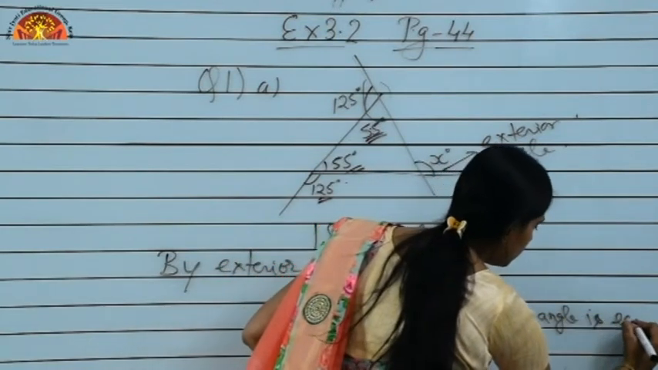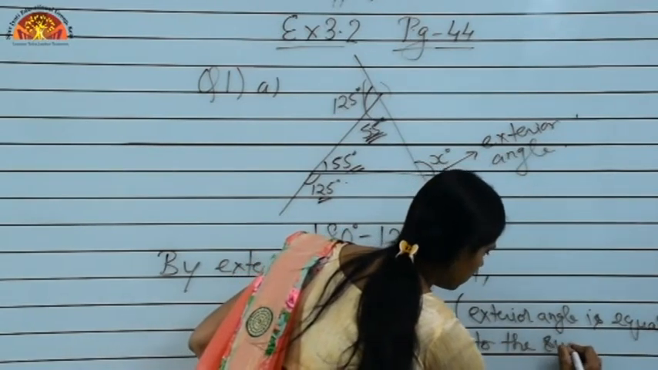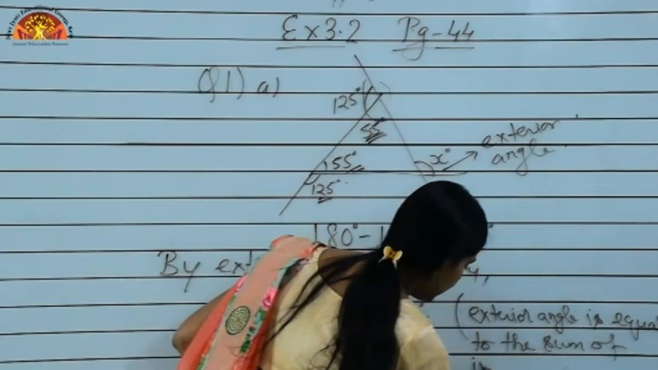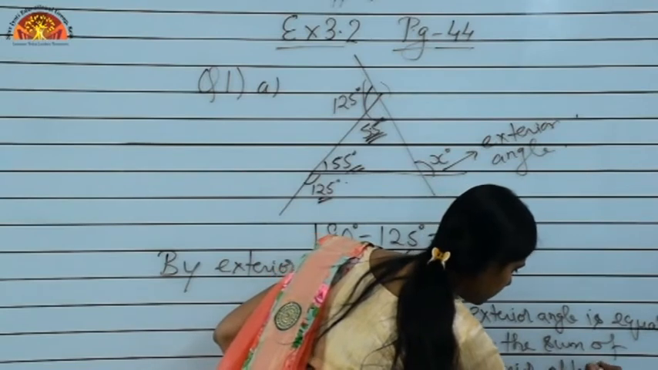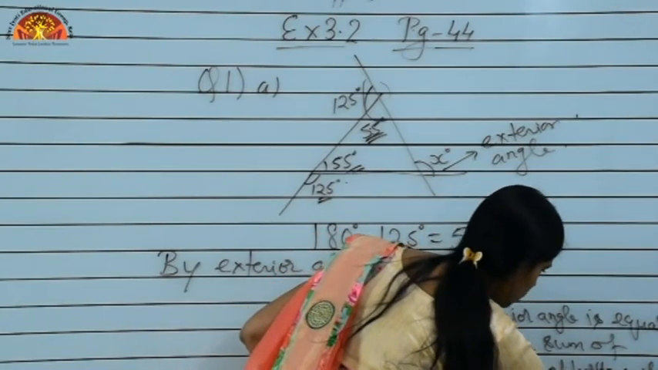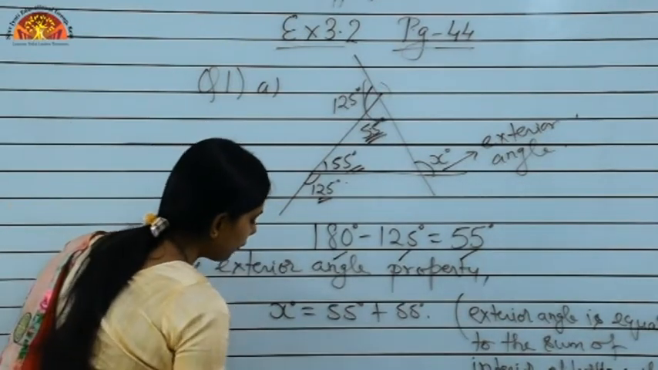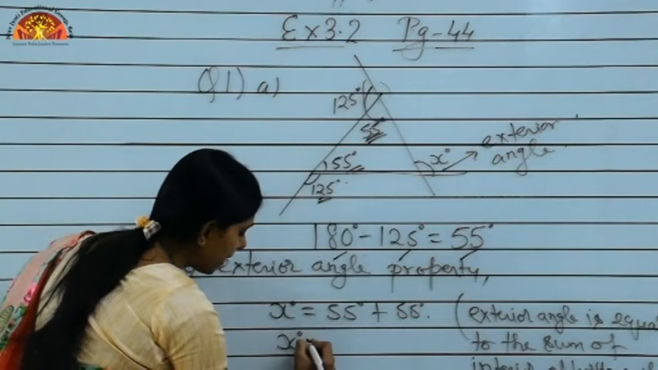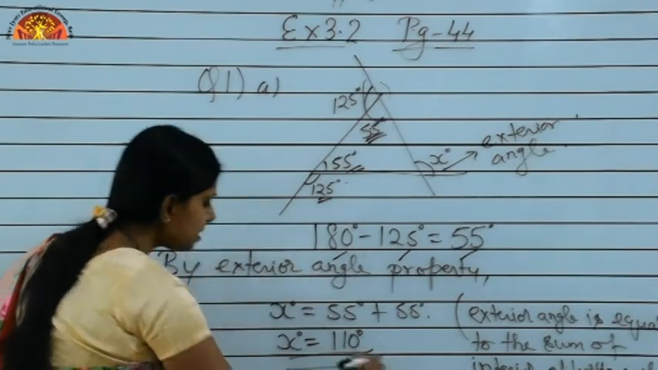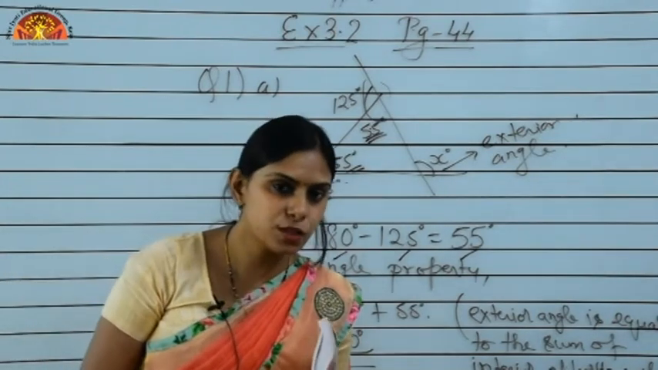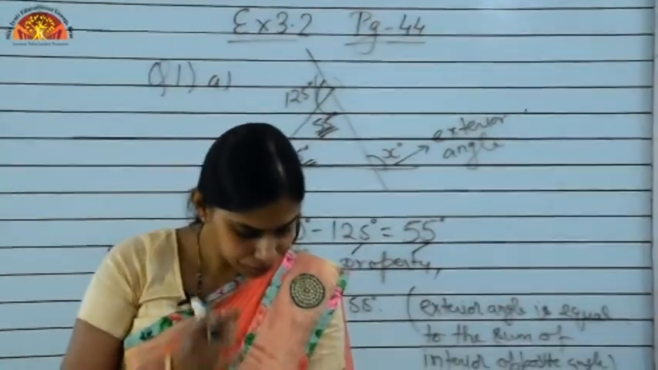So by this property you can write that x degree is equal to 55 degree plus 55 degree. So the measure of exterior angle x is equal to 110 degree. So this is the value of x. Is it clear students? I hope children that you are getting. Now just move to another question over here.